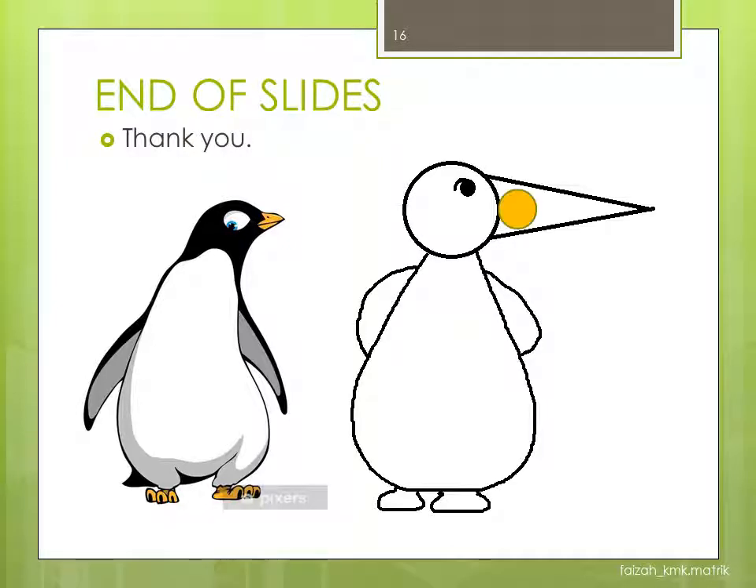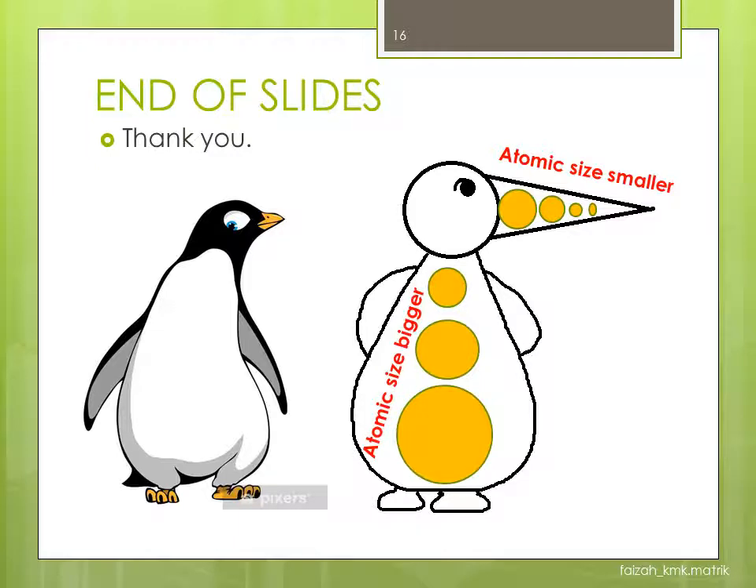In conclusion, across period from left to right, the atomic size is smaller. Down the group from top to bottom, the atomic size is bigger.